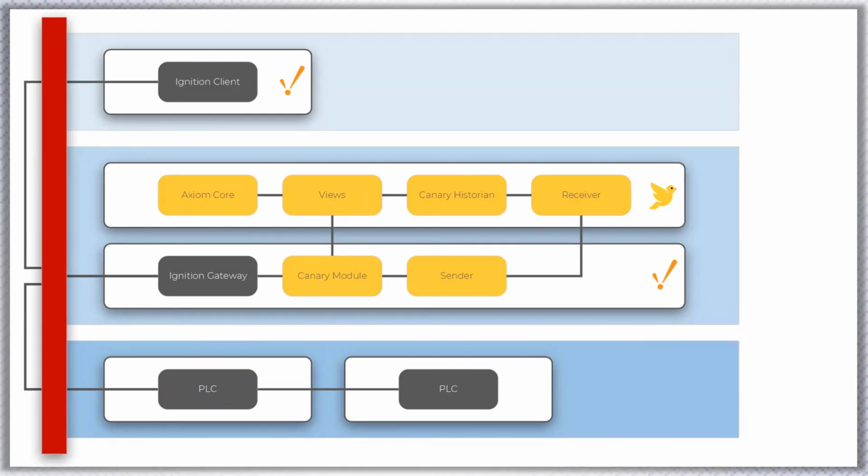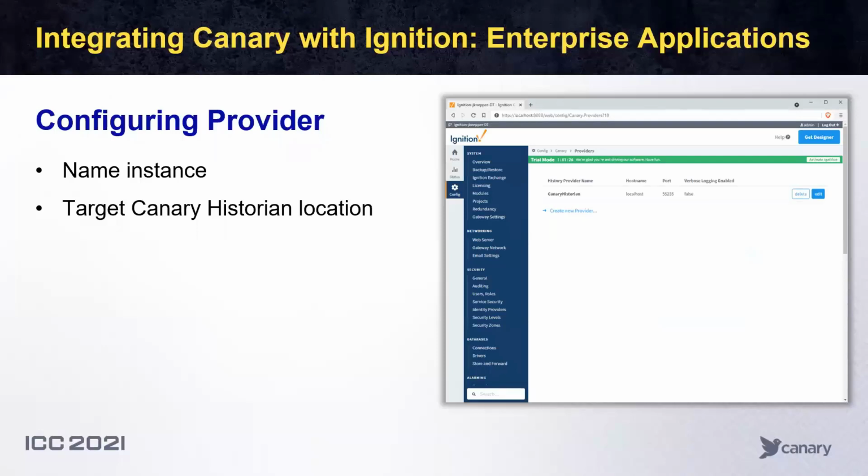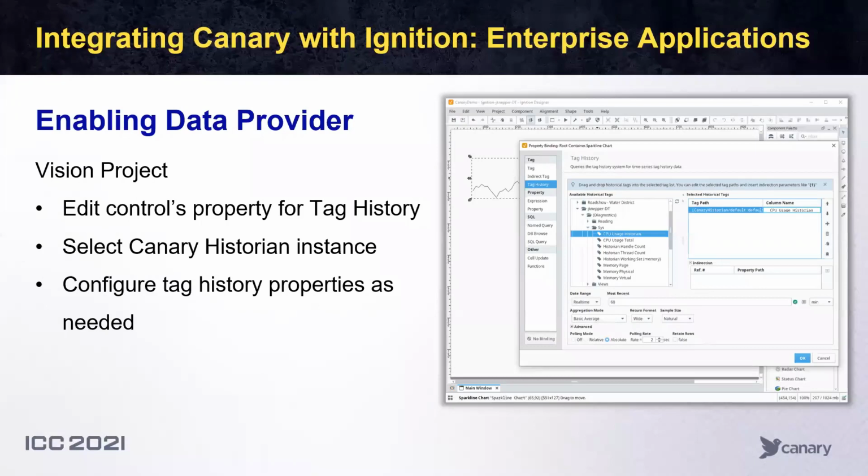So all I need to do is configure a provider on my gateway. I name my provider. I tell it where the historian is located. Once I've done that, then as I'm using a Vision project or now a Perspective project, I use tag history. I browse my Canary instance. I find the tag. I set the properties as needed.